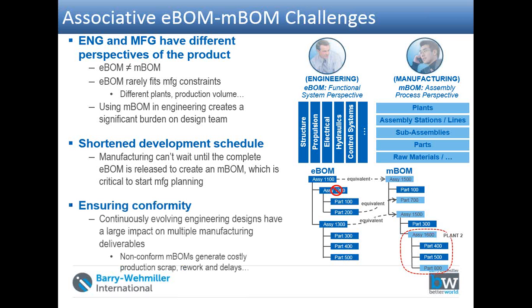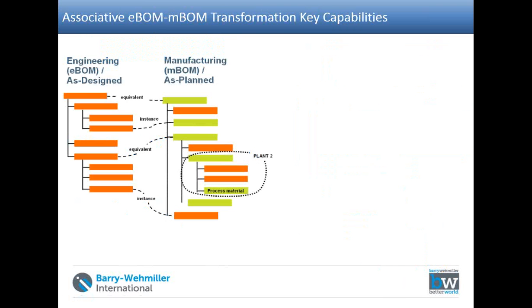And the last is ensuring the conformity, because any mistake, any issue in the M-BOM can end up in production scrap. Even the production lot can be scrapped, and it causes rework and delay. The main thing is, if you are not ensuring the conformity, it may delay the customer delivery, right? And we'll see what the capabilities of associative E-BOM M-BOM transformation are by using the PTC solution, that is MPMLink, right?